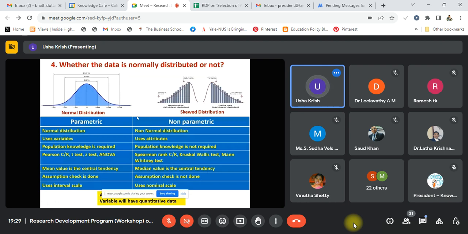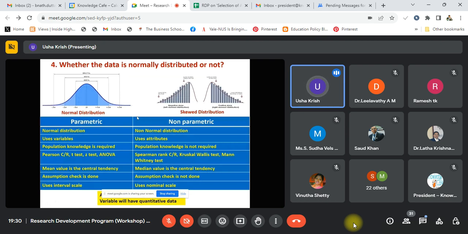In case of parametric test, assumption check is done. That is, whether the data has equal variance or not, or whether the data is normally distributed or not, we do this kind of check. In case of non-parametric test, such assumption checks are not done. Parametric test uses interval scale, whereas non-parametric test uses nominal scale.